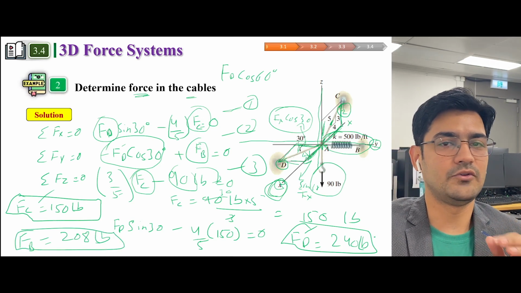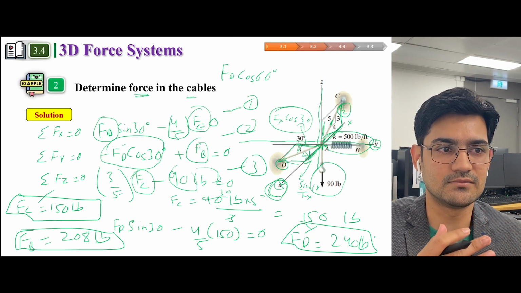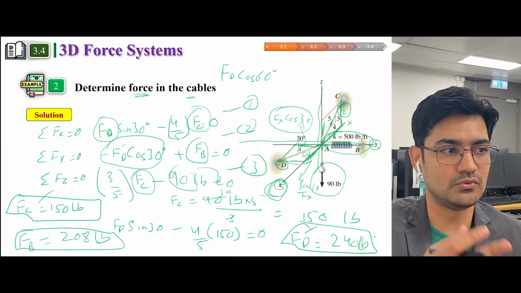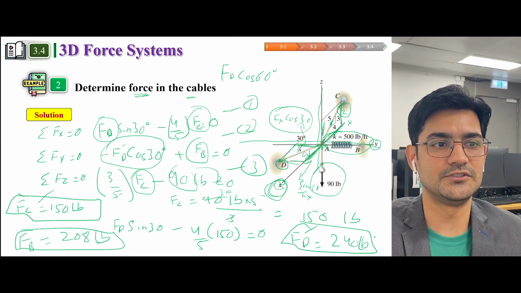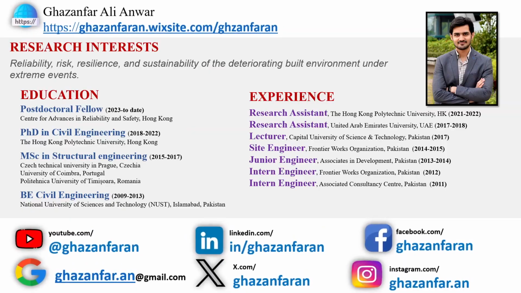So you have multiple forces, you break them down into their Cartesian coordinate systems, and then you can use equilibrium equations to solve the unknown forces. So this is chapter 3, and see you in the next chapter.